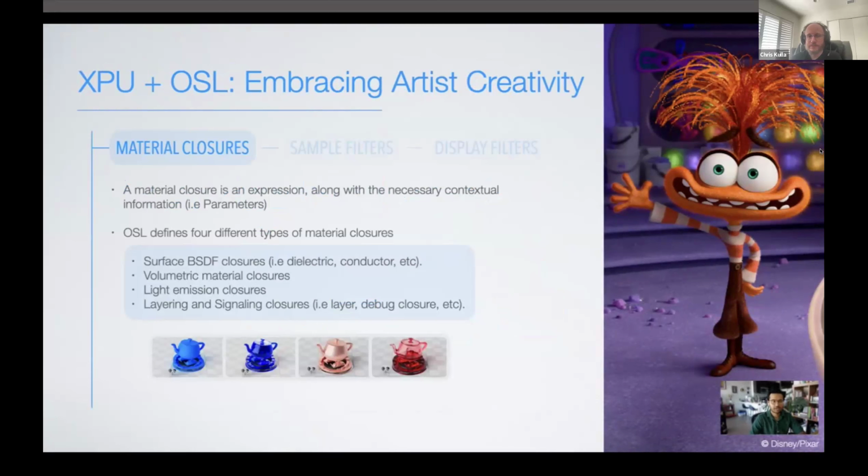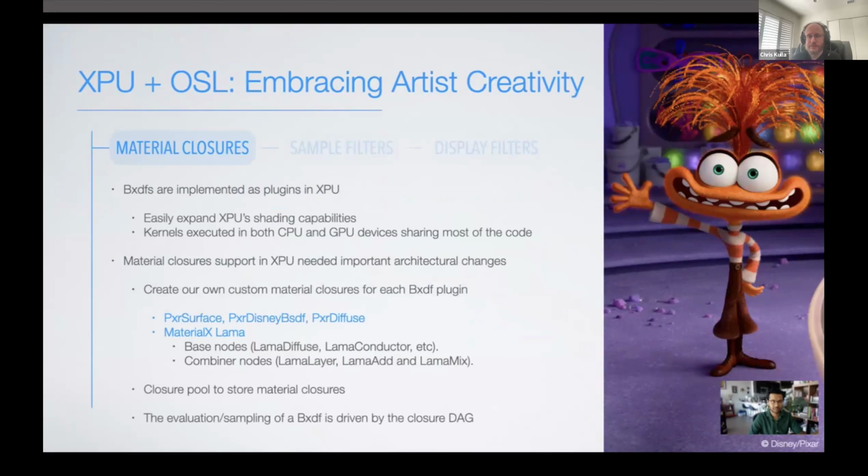Okay, by definition, what is a closure, a material closure? A closure is an expression along with all necessary contextual data, for example, its parameters. OSL defines 4 different types of material closures: surface closures, volumetric closures, light emission closures, and layering and signaling closures. In XPU materials, BXDFs are implemented as plugins to allow for easy expansion of the shading capabilities of the renderer. BXDF kernels that allow computing their evaluation or sampling are executed on both the CPU and GPU device, sharing most of the code.